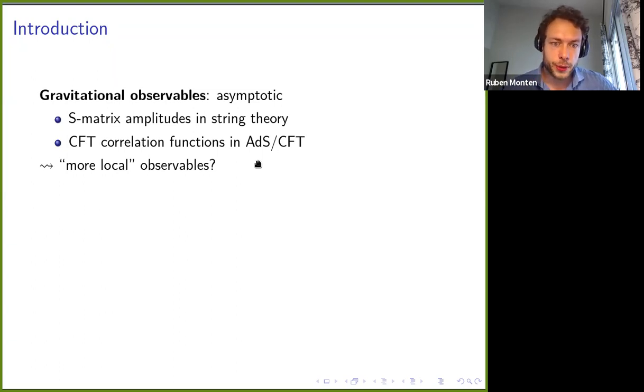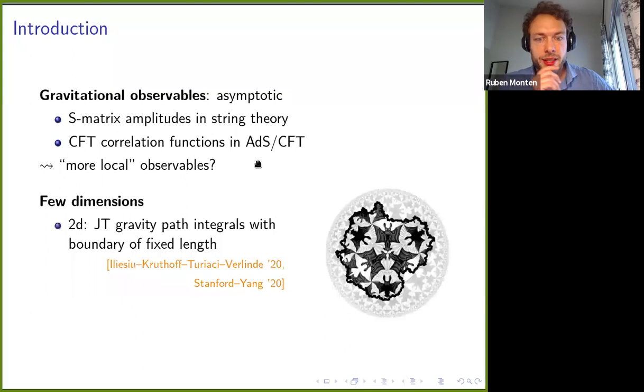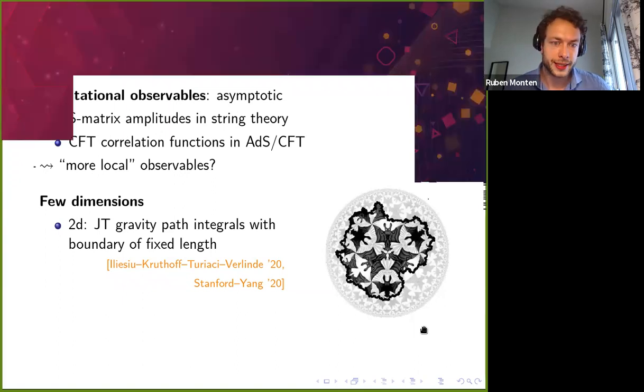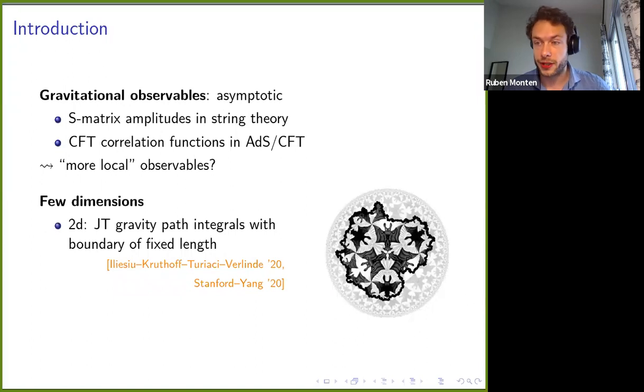The route we will take to simplify the problem is to go to low numbers of dimensions. This is, again, something that people have done many times in the past. I'm just picking out one particular one here, because I borrowed this figure from a paper by Stanford and Yang, which, together with another paper, managed to calculate, in two-dimensional Jackiw-Teitelboim gravity, path integrals of boundaries with fixed length from the gravitational point of view. And that's the image I think is very useful to have in mind also for this talk.